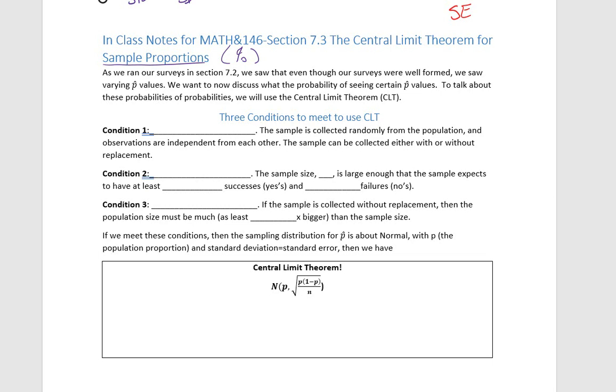So the first thing is we want to reduce bias, and to do that we have to make sure that our surveys are conducted randomly. This is going to reduce bias.